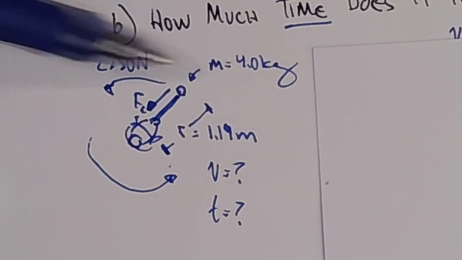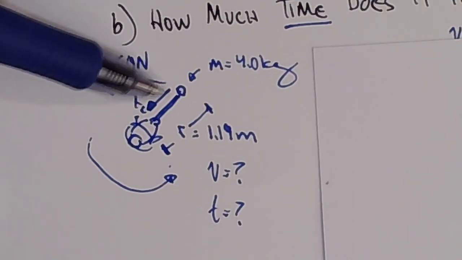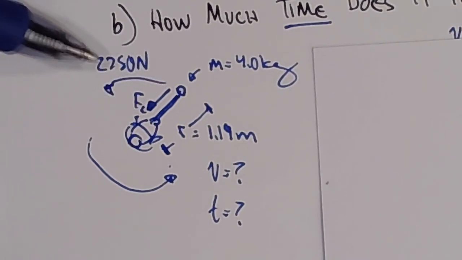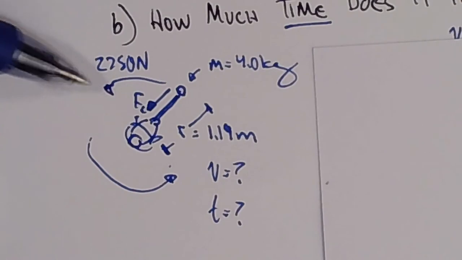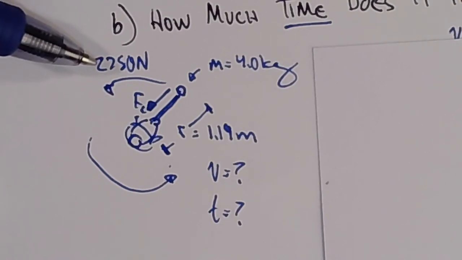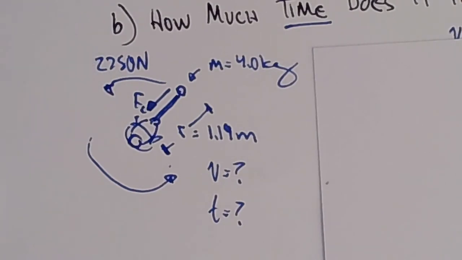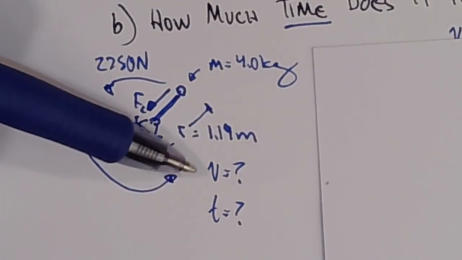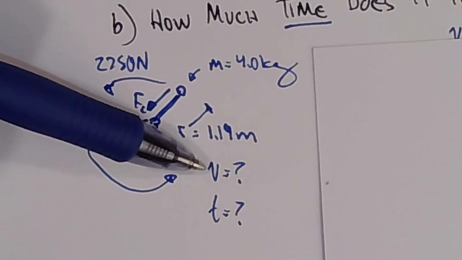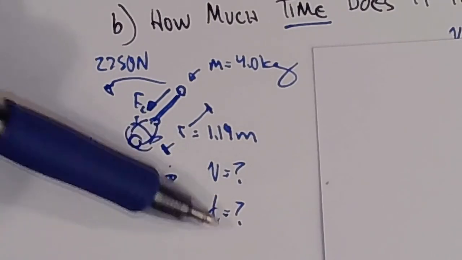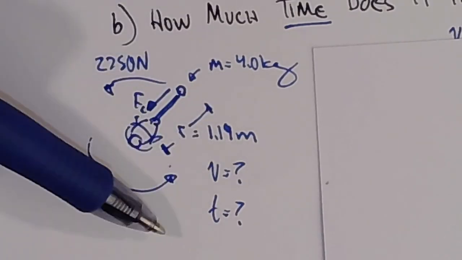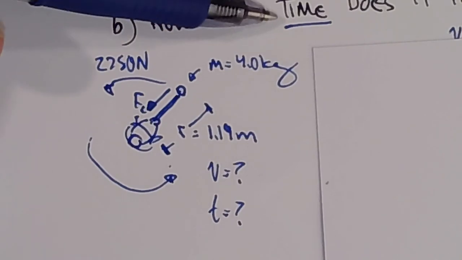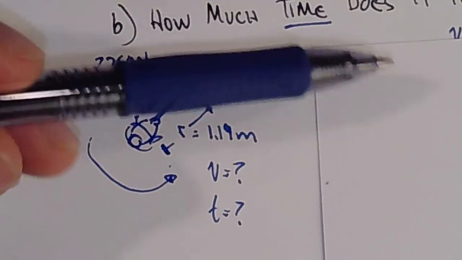We know the mass, and there's a force pulling inward that I labeled as FC for centripetal force. And we've got the value of that force as well. We also list the two variables we're solving for. We are interested in the speed and the time. Now actually, I'm kind of glad that we look at this because it does say the time, but it's the time to complete one full revolution.